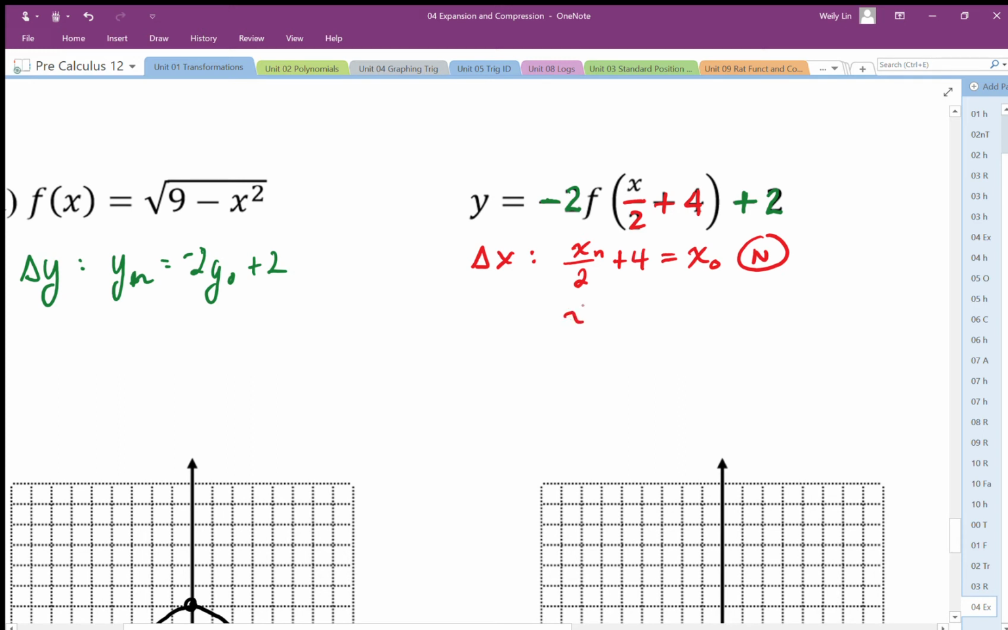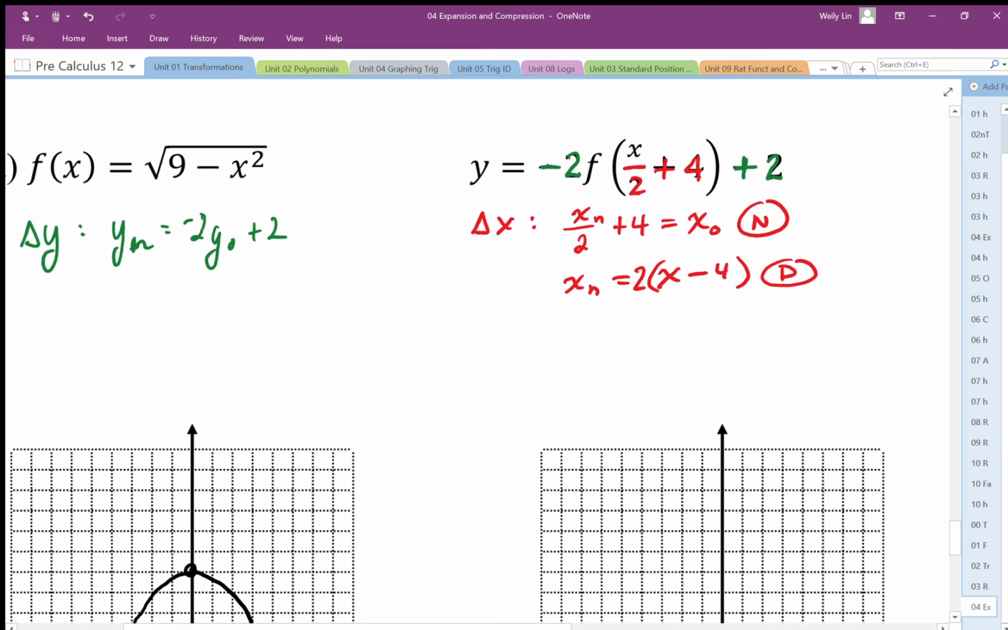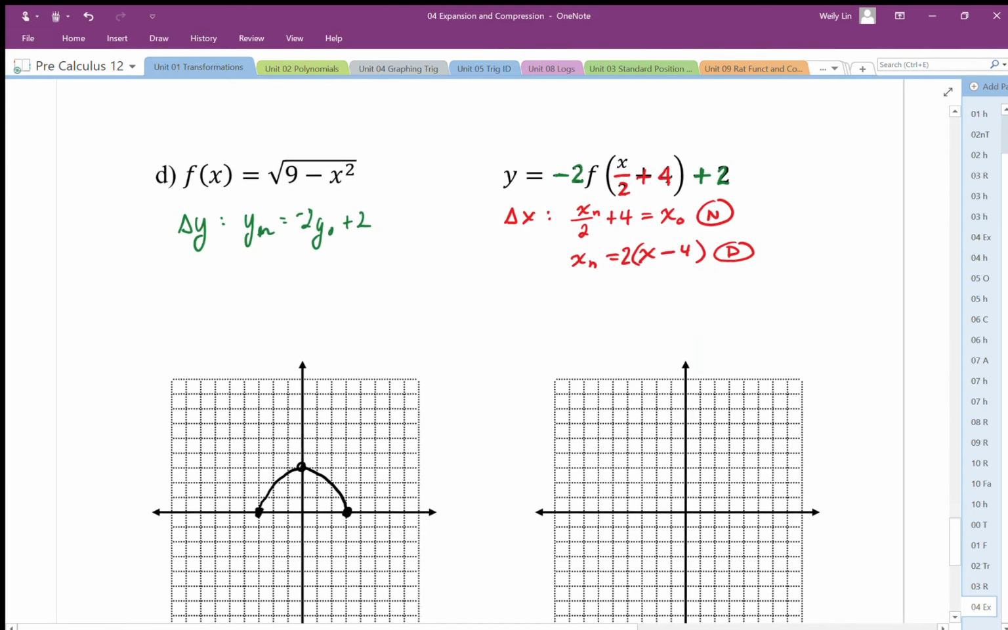So when I solve for the new x here, I'm going to do minus 4 first, then I'm going to times by 2. So I'm going to go left first, then expand horizontally. Okay, so this is what I'm going to do. This is my description of what actually happens. This is the description of what happens algebraically. It's also the equation I use to convert my coordinates, because as I change the numerical values, I will transform those coordinates.